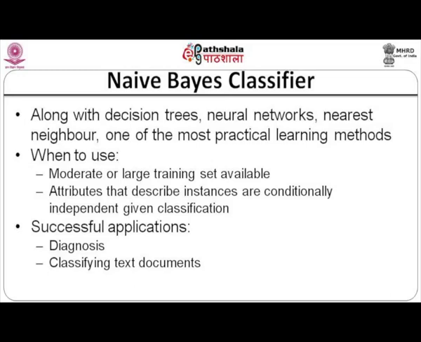So, when to use it? When a moderate or large training set is available, and the attributes that describe instances are conditionally independent. So, when do you use naive Bayes? When there is a moderate or large training set available, and the attributes that describe the instances are conditionally independent given the classification. This is not always true, but at least somewhat independent. Successful applications include diagnosis and classification of text documents, for which it is very largely used.